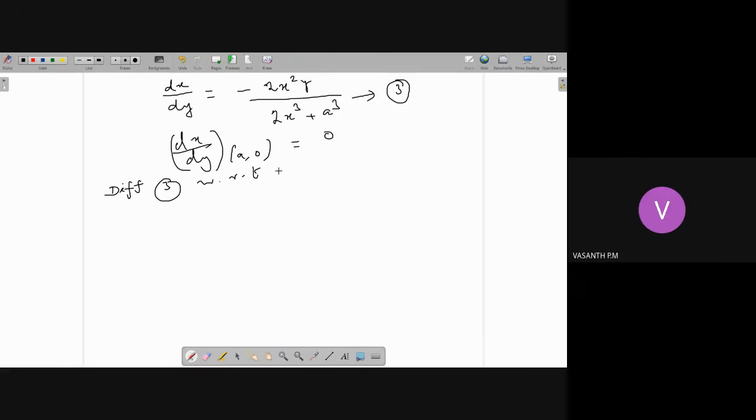X. No, with respect to Y. Yes, with respect to y. So that's why I'm asking you. In the previous case we are differentiating with respect to x. If you have dy by dx and you need d square y by dx square, then you should differentiate with respect to x.